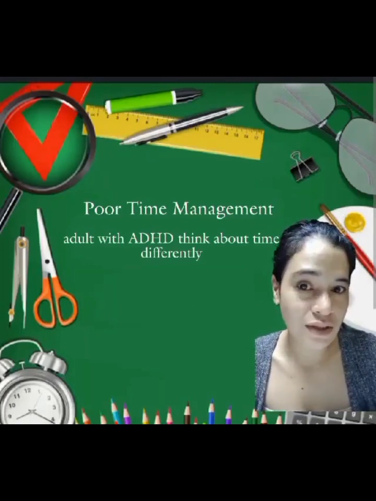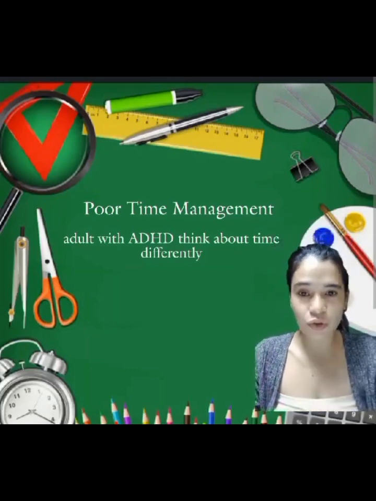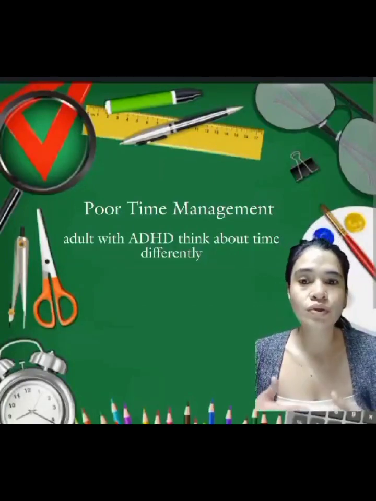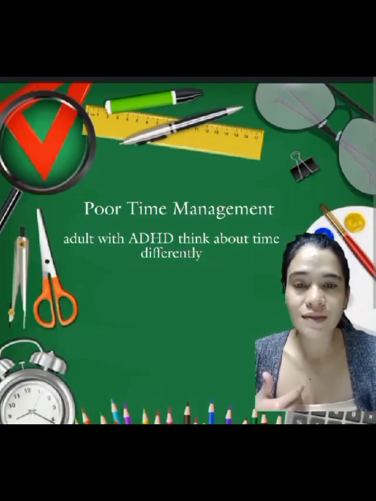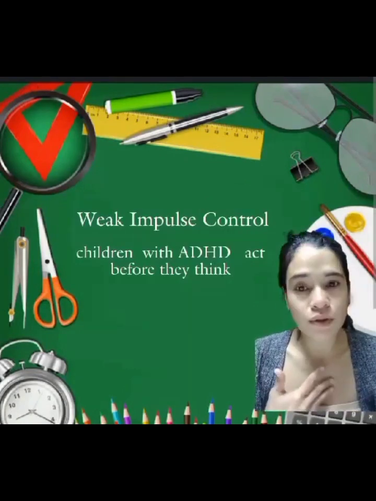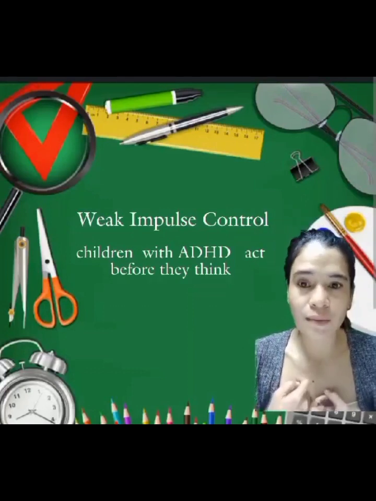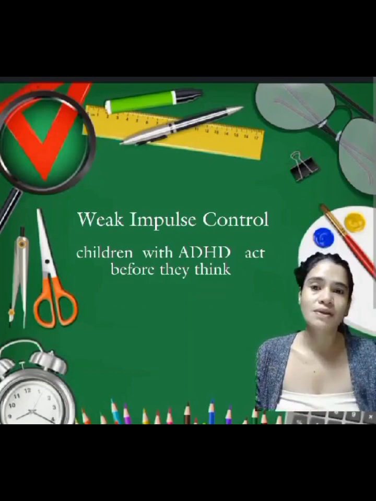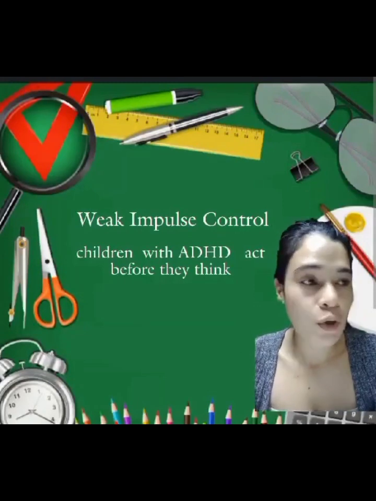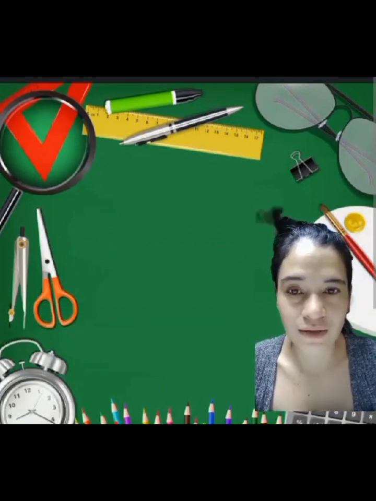Adults with ADHD think about time differently, with an inability to anticipate future rewards and consequences. These traits all contribute to trouble with deadlines, punctuality, and planning. The last is weak impulse control. Children with ADHD act before they think, often unable to control their initial response to a situation. The ability to self-regulate is compromised. They can't modify their behavior with future consequences in mind.